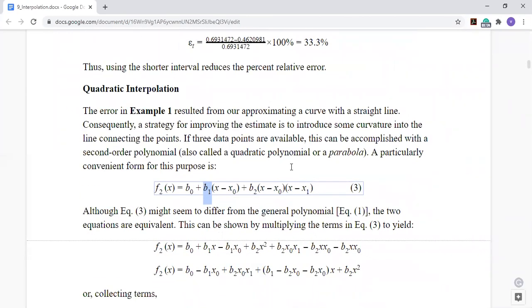So in quadratic interpolation, you are fitting a curve or a parabola through the data points you are giving, with the intention of finding the value of the function at a particular point, depending on the question. This is a second order polynomial, or a parabola. You want to get this b naught, b1 and b2, because if we have these coefficients, then we simply put them into this parabola to get the value of the function we are looking for at this value of x. x naught and x1 are known.